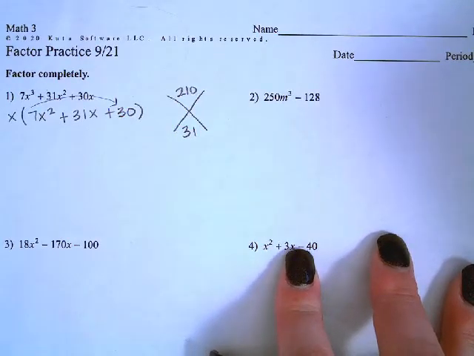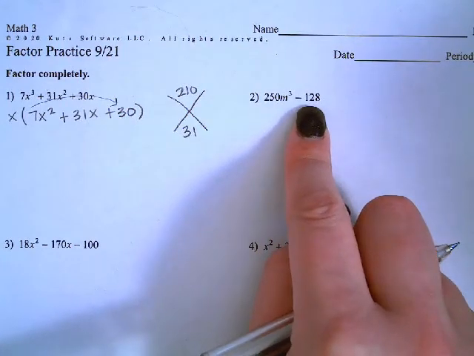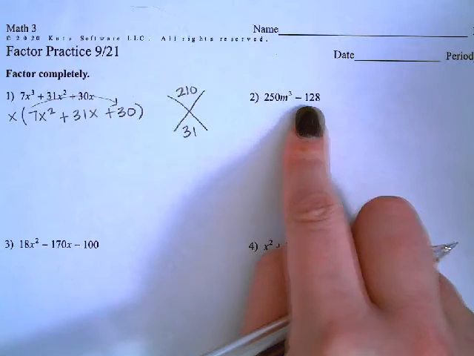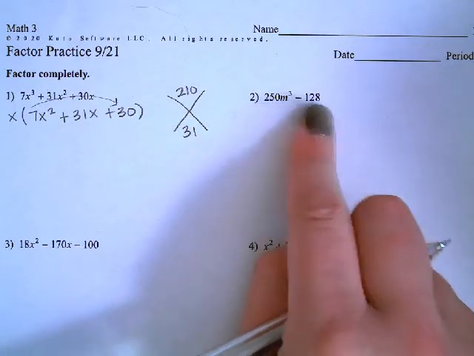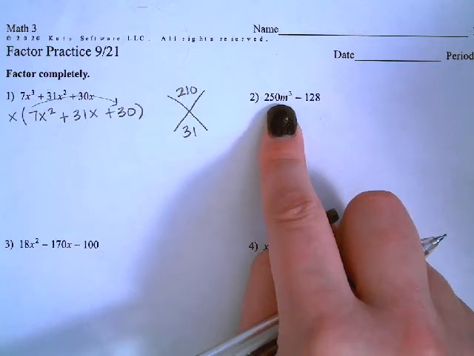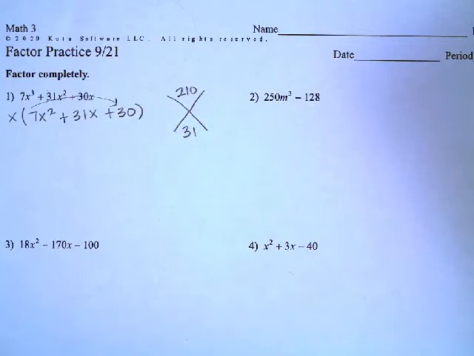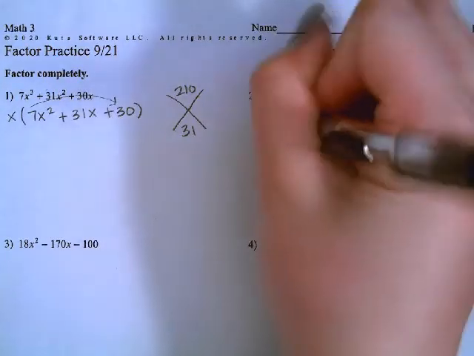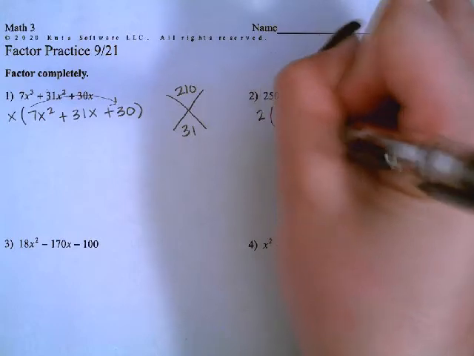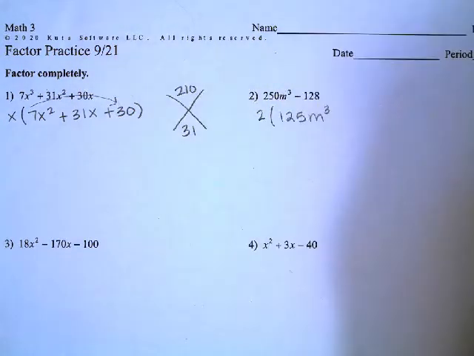For problem 2, this has two terms. It's a binomial. So when I look at this one, I think, okay, maybe it's a GCF problem, maybe it's a difference of squares, maybe it's a sum or difference of cubes. And when I look at the numbers, those are not cubes. But this says m cubed right here, which makes me think it probably has a GCF, and then after that it's probably difference of cubes. So if you look at these, they're both even numbers. I can go ahead and take a 2 out. And we kind of lucked out because 2 ends up being the actual GCF. That's all you can take out.